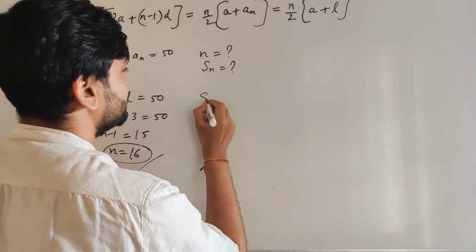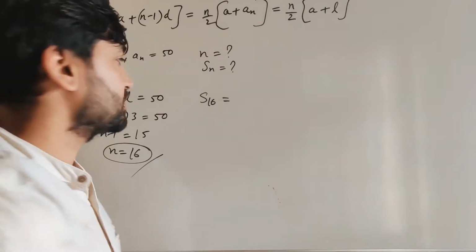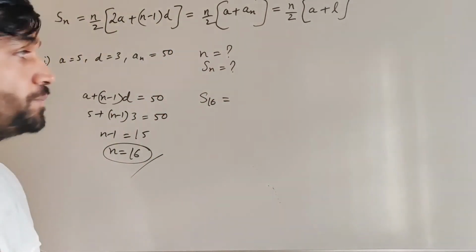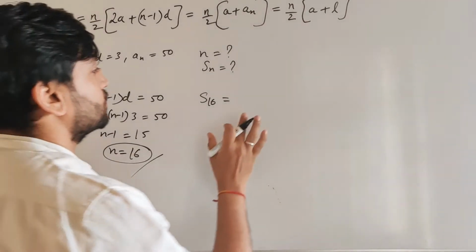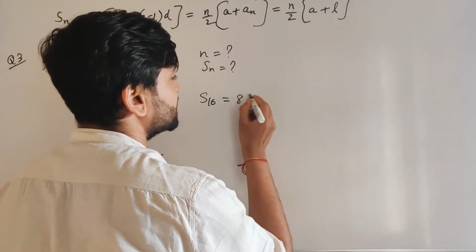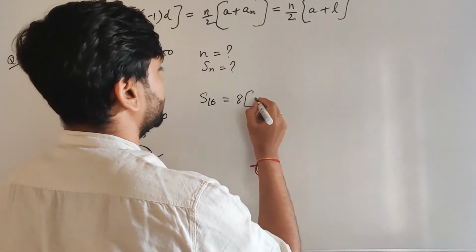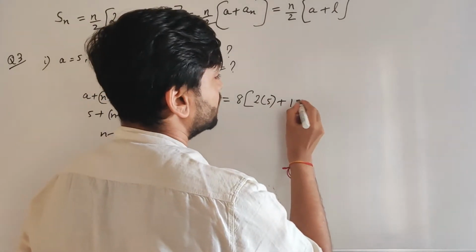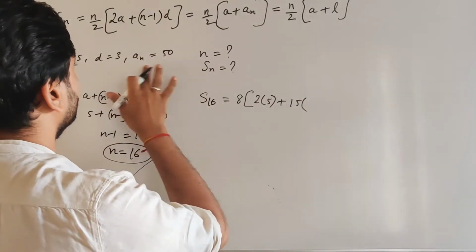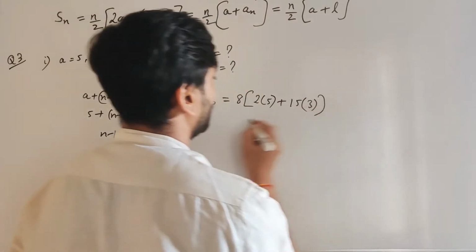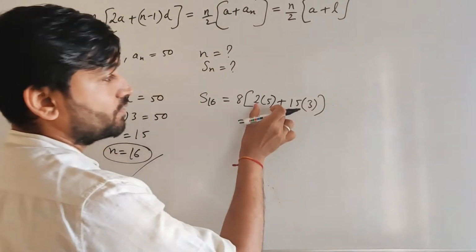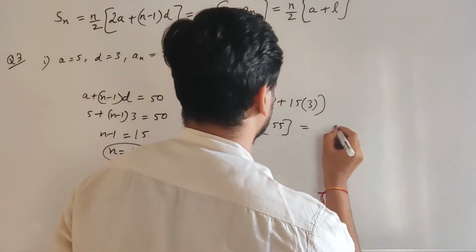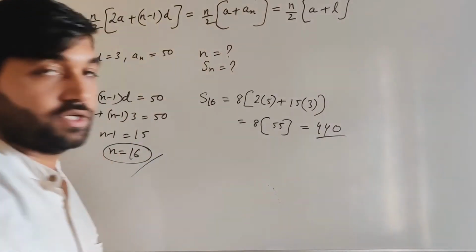Now Sn, meaning S16, is what they are asking. So for Sn we will use this formula, n by 2 into 2a plus n minus 1 into d. Okay, so that will give you 16 by 2 as 8, into 2a. So 2 into the a value, which is 5, plus n minus 1, 15, into the common difference value, which is given as 3. We simplify. So 8 into 10 plus 45, 55. And 55 into 8, 0 carry 4. So 440 is what we get.